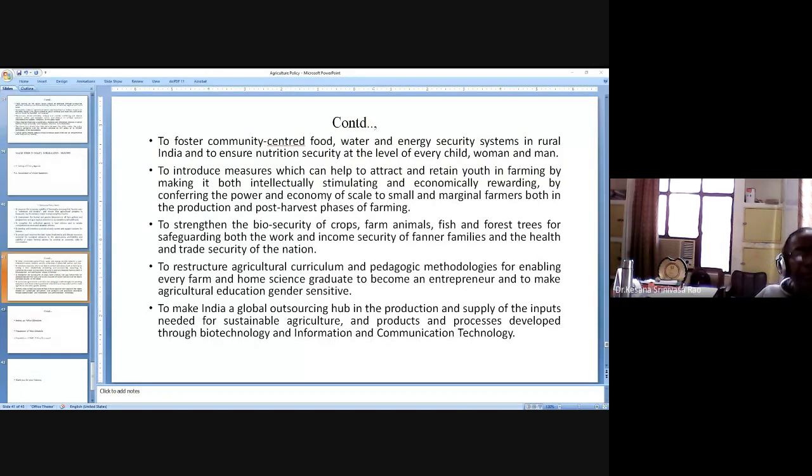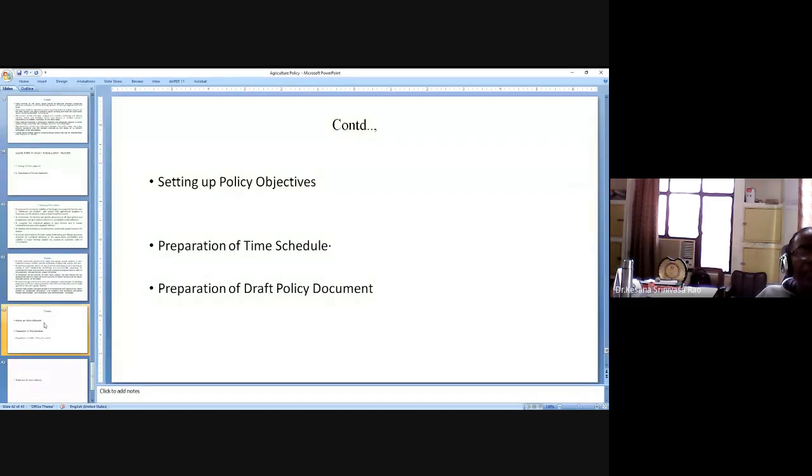Then finally, next slide. Setting up policy objectives, as we have discussed, preparation of time schedule, preparation of draft policy document.